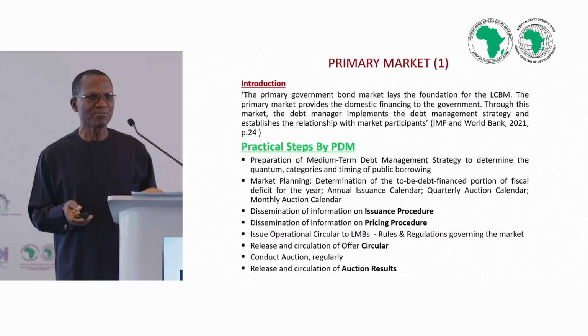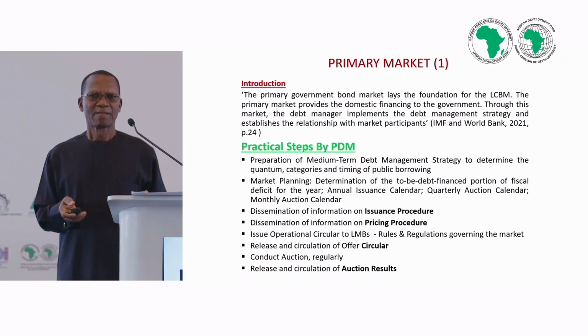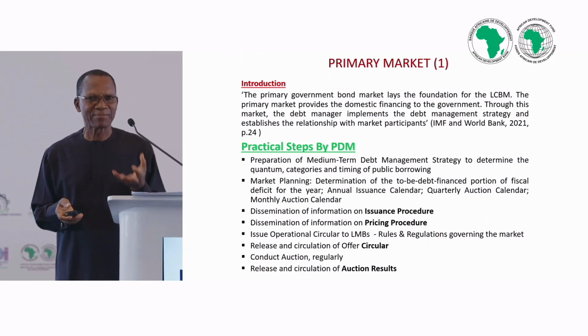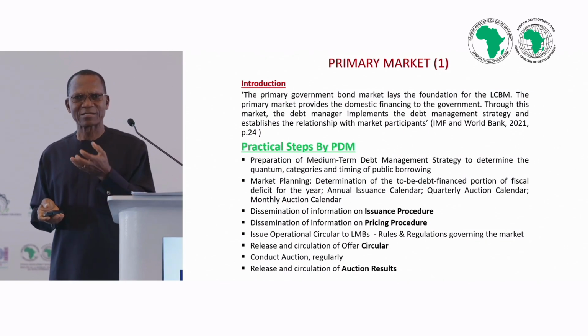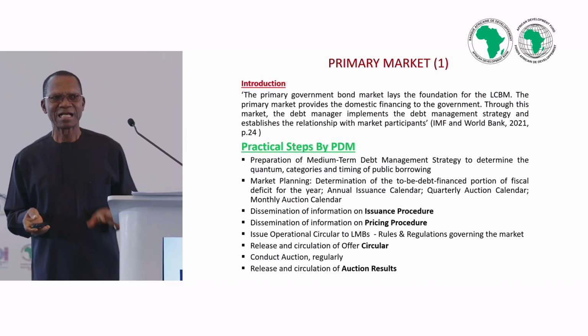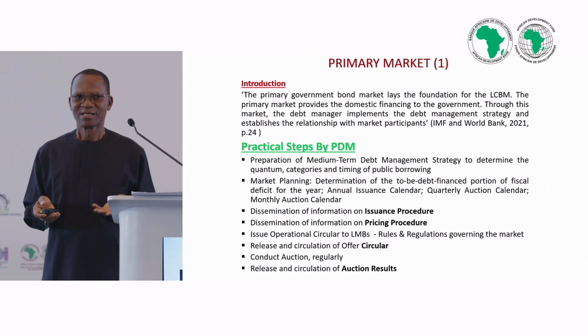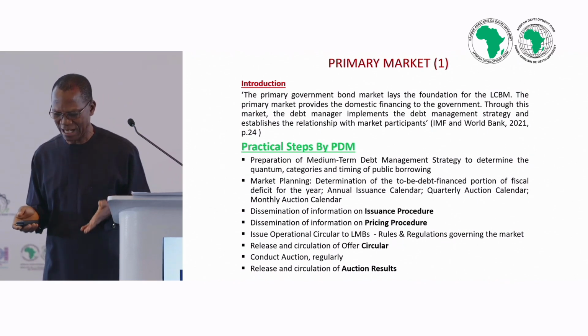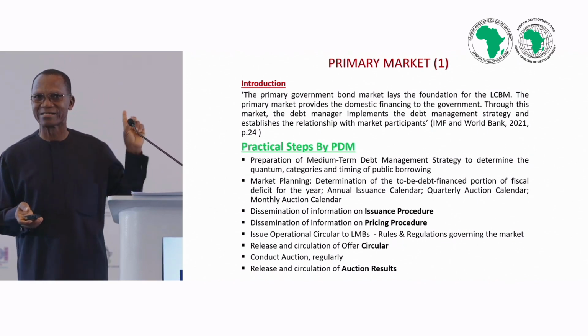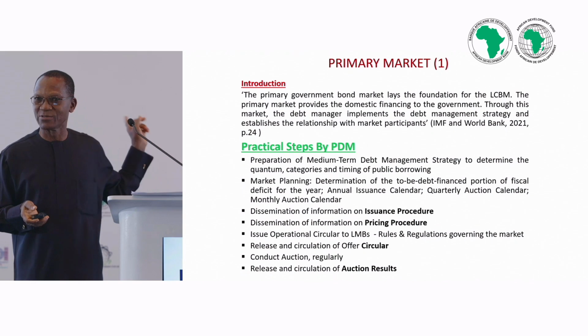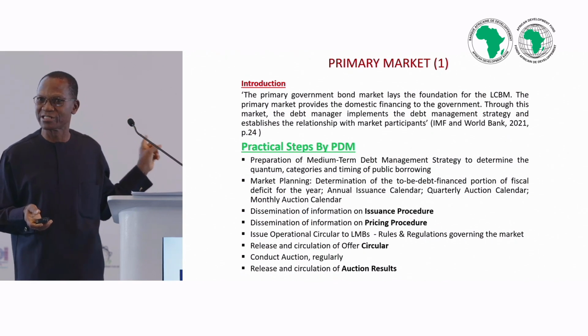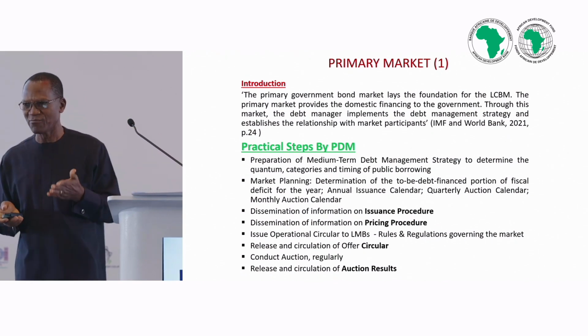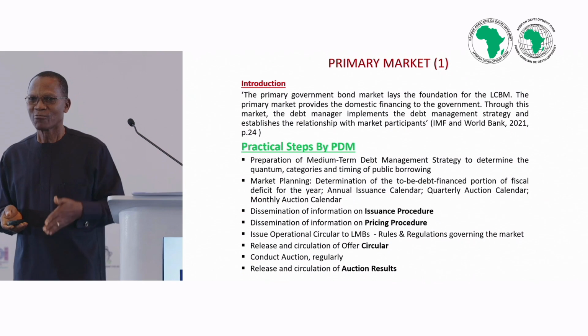Now, the second block is the primary market. That's the second building block of a domestic debt market. This is the market where government now proactively, this is not an existing portfolio that is being securitized from the original holder. This is when the government now proactively wants to start.